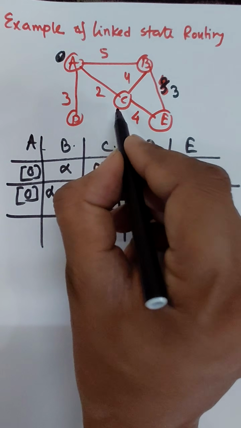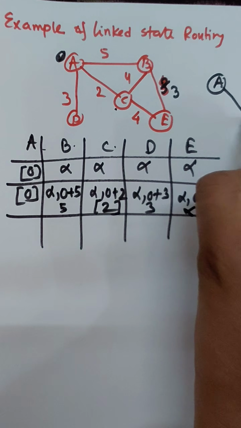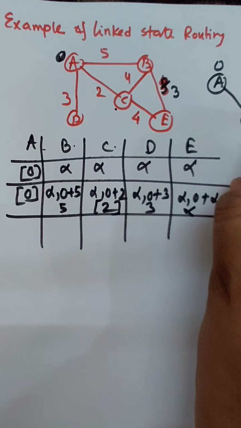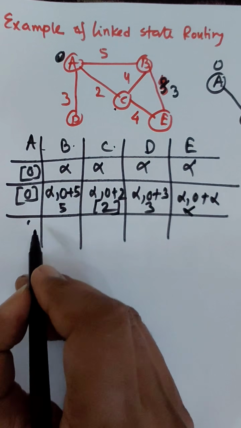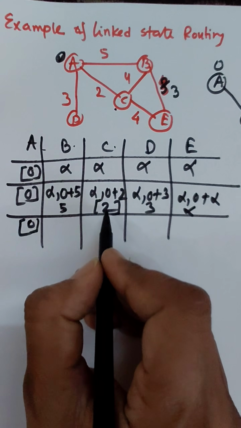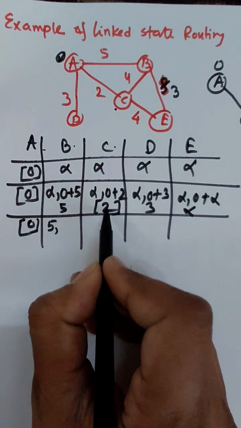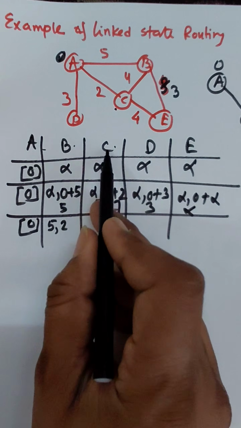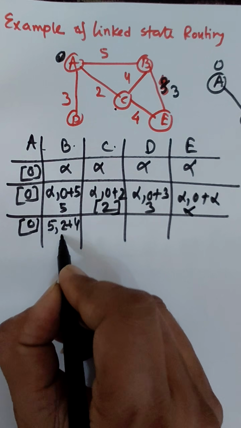For A to C this is permanent, so first of all A is there, then A to C is the next node, that is cost 2. This one remains 0 and this is minimum and this is permanent, so 0 remains 0. For C, the 5 is the previous value, 2 is the minimum, and the distance for B to C is 4, and 5 comma 6, minimum is 5.